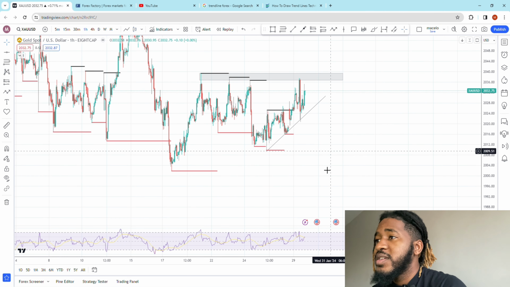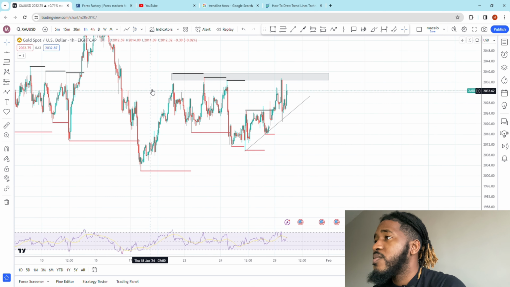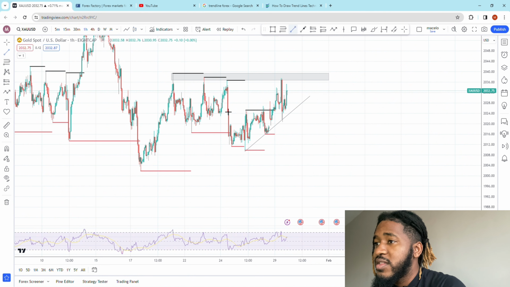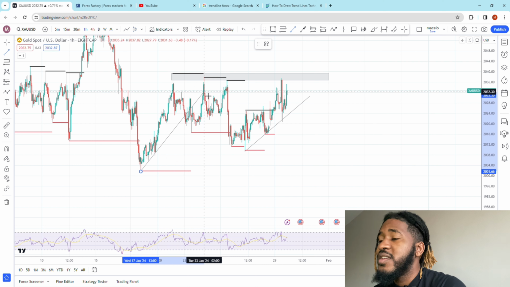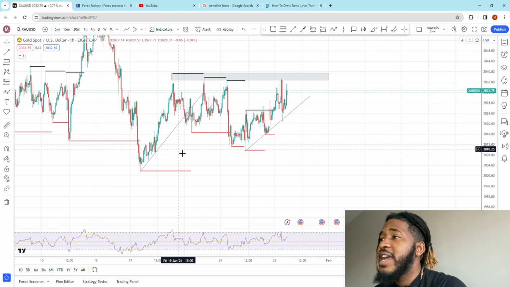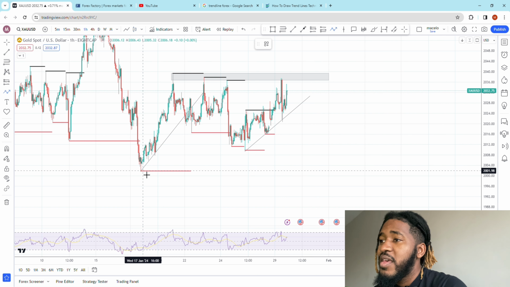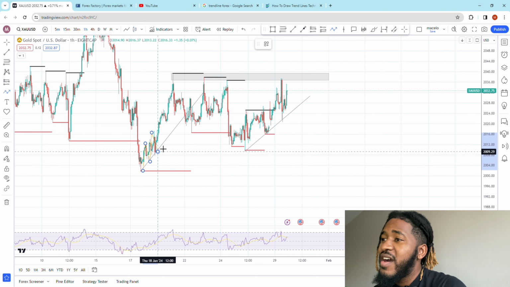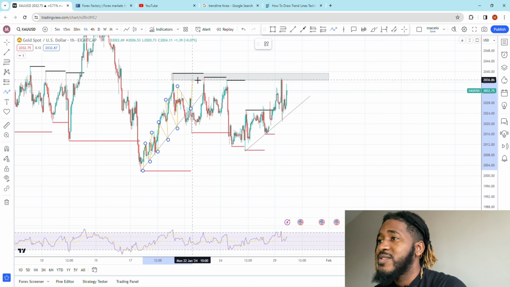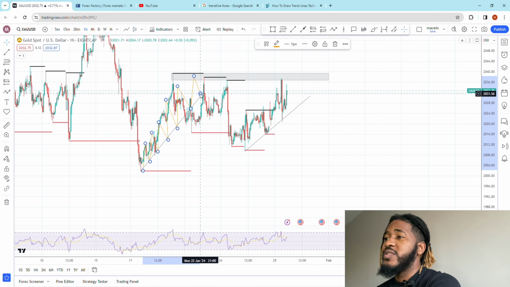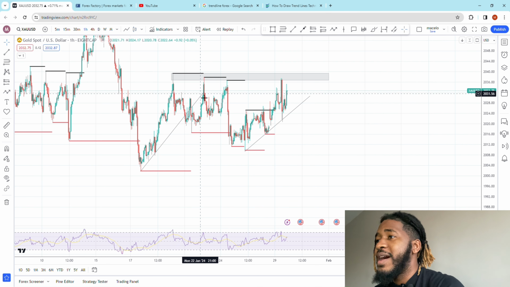Now, some would tell you, oh well, can this be a trend line? But the thing with this trend line is this is too steep. What I mean by too steep is that the market wouldn't be moving like this. You understand? The market is not moving backwards. The market is moving forward.